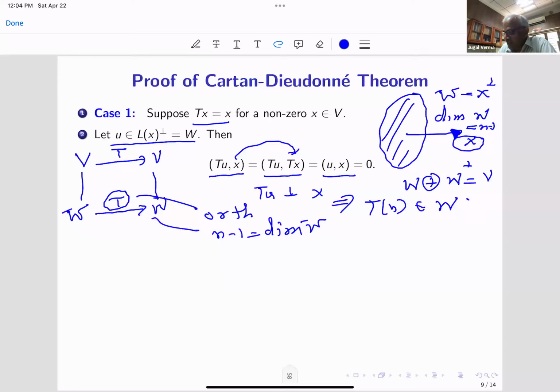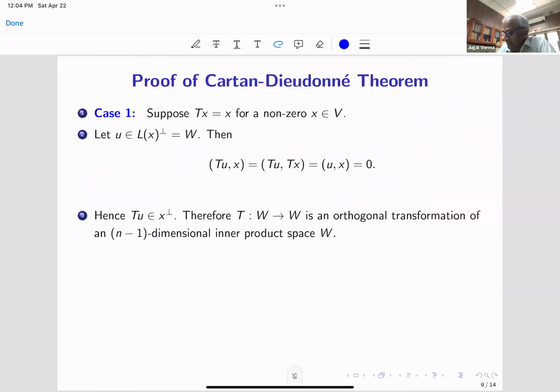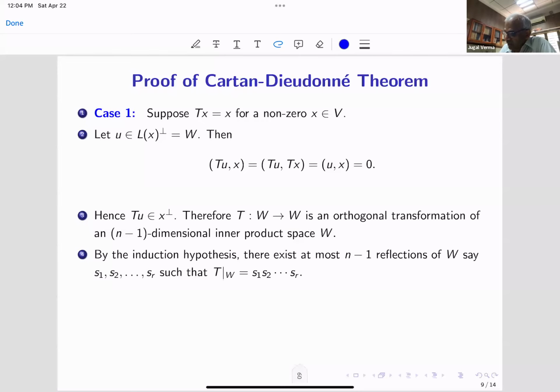So we just apply the induction hypothesis and then see that T from W to W is an orthogonal transformation. And therefore, by the induction hypothesis, there are n minus one reflections of this hyperplane, so that T is the product of these reflections. So there are R reflections of the hyperplane W, so that T, when restricted to W, is a composition of these R reflections, and R is at most n minus one by induction.